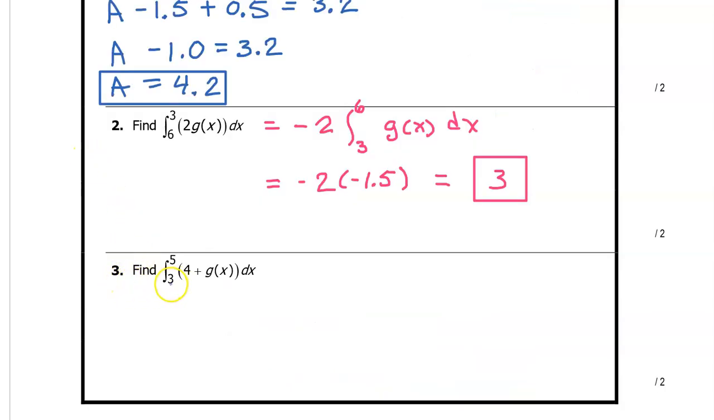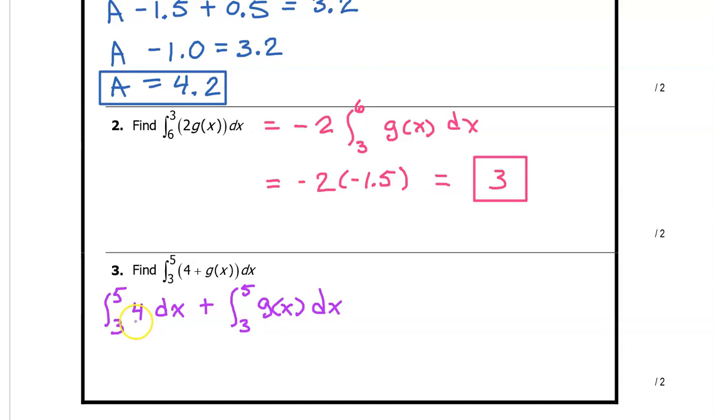Number 3, find the integral from 3 to 5 of 4 plus g of x dx. When you have more than one term, you can simply integrate term by term. So the original integral would be the same as the integral from 3 to 5 of 4 plus the integral from 3 to 5 of g of x.